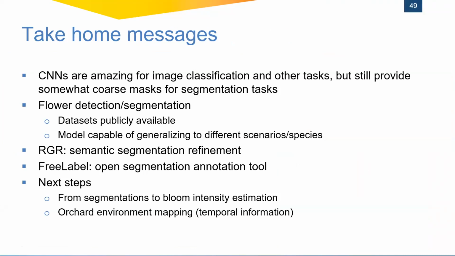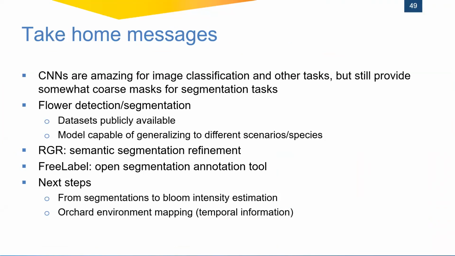So finally, concluding here, what I expect you were able to grasp is that CNNs are pretty amazing for image classification and some other tasks. But if you want segmentation tasks, there's still room for improvement. So you either make the CNNs better or explore post-processing algorithms, as we did with our refinement algorithm. For flower detection and segmentation specifically, we made those datasets publicly available because there weren't any datasets specifically for this kind of task.